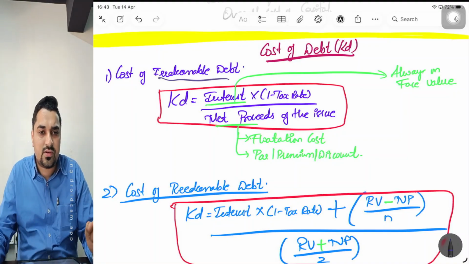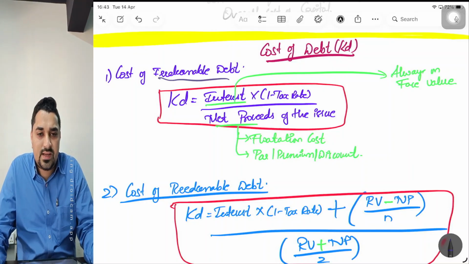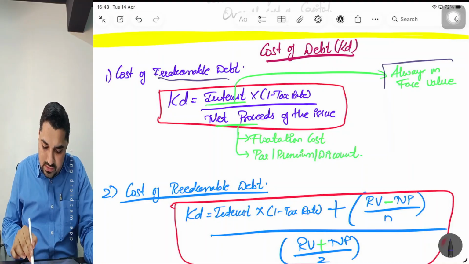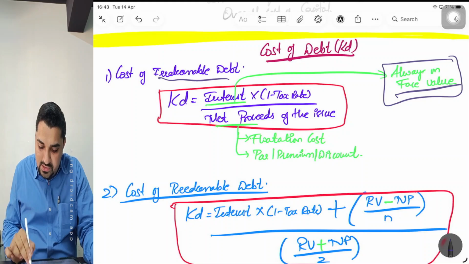So what is the formula? Cost of irredeemable debt, KD equals interest into 1 minus tax rate divided by net proceeds of the issue. So what is to be remembered? Interest is always paid on face value. Remember, interest is always to be paid on face value, not on market value, not on issue price. Interest is always to be paid on face value of your debt.